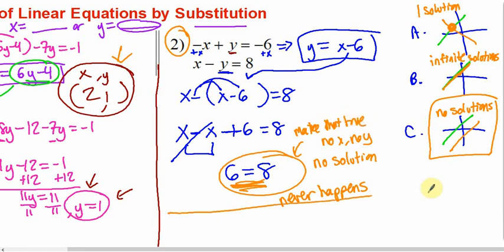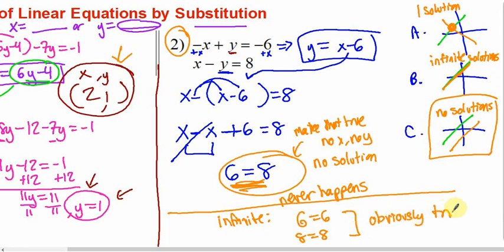What would it look like if there were infinite solutions? If you did that same problem and wound up with an answer like 6 equals 6 or 8 equals 8, something that's obviously true, if it's always true, that means there are infinite solutions. I hope that distinction makes sense. If it's never true for any x and y, there are no solutions. If it's always true, you'd have infinite solutions.